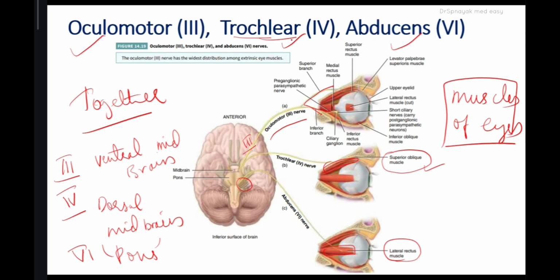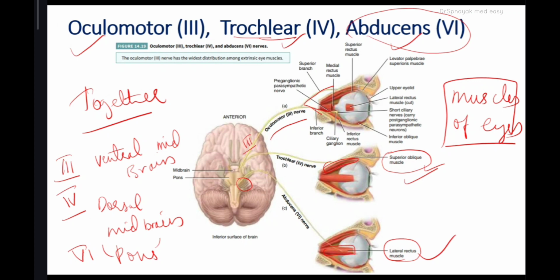the fourth cranial nerve is the trochlear nerve. It is innervating the superior part of the muscles of the eye, which is the superior oblique muscle. It is also helping with the opening and closing movement of the eye. And the third one, the abducens, sixth cranial nerve, is entering the lateral rectus muscle. Okay, so it is abducting the movement of the eye.